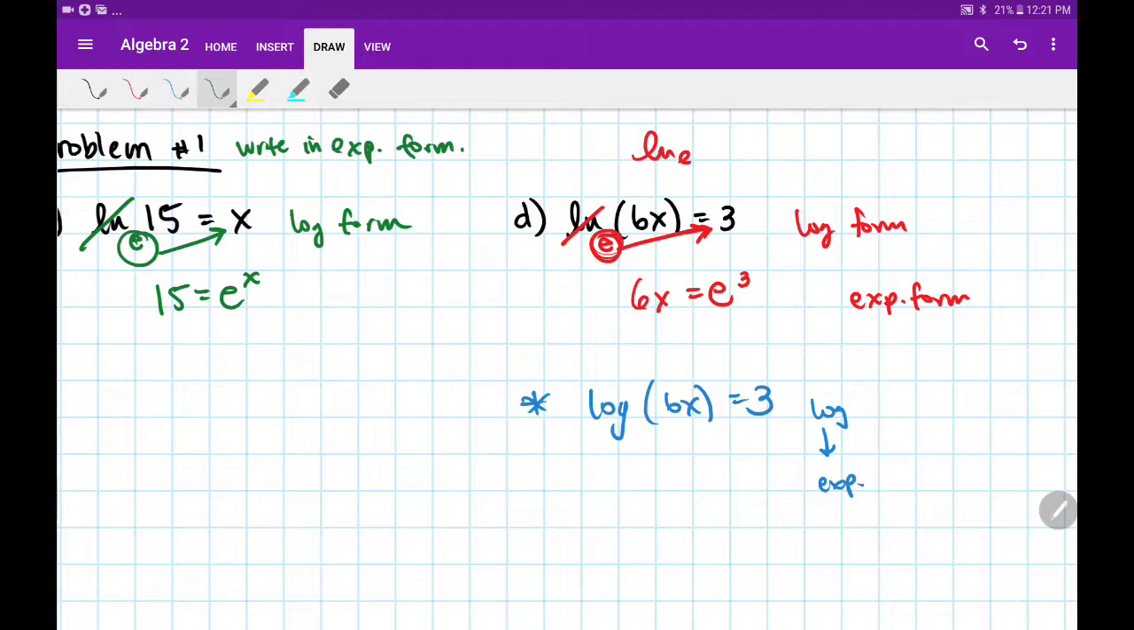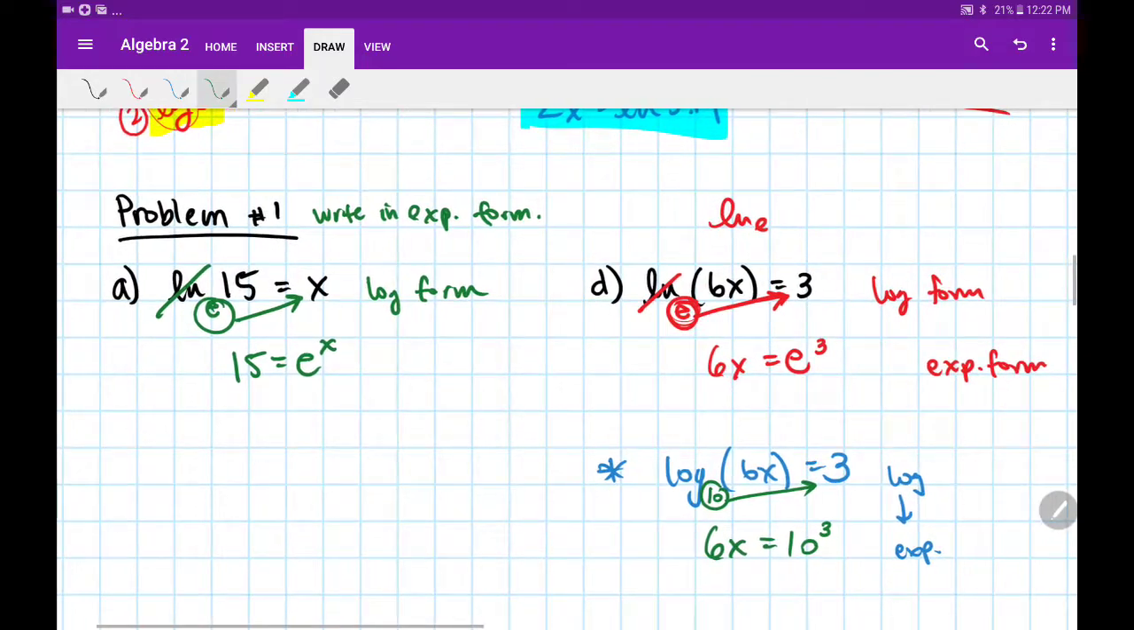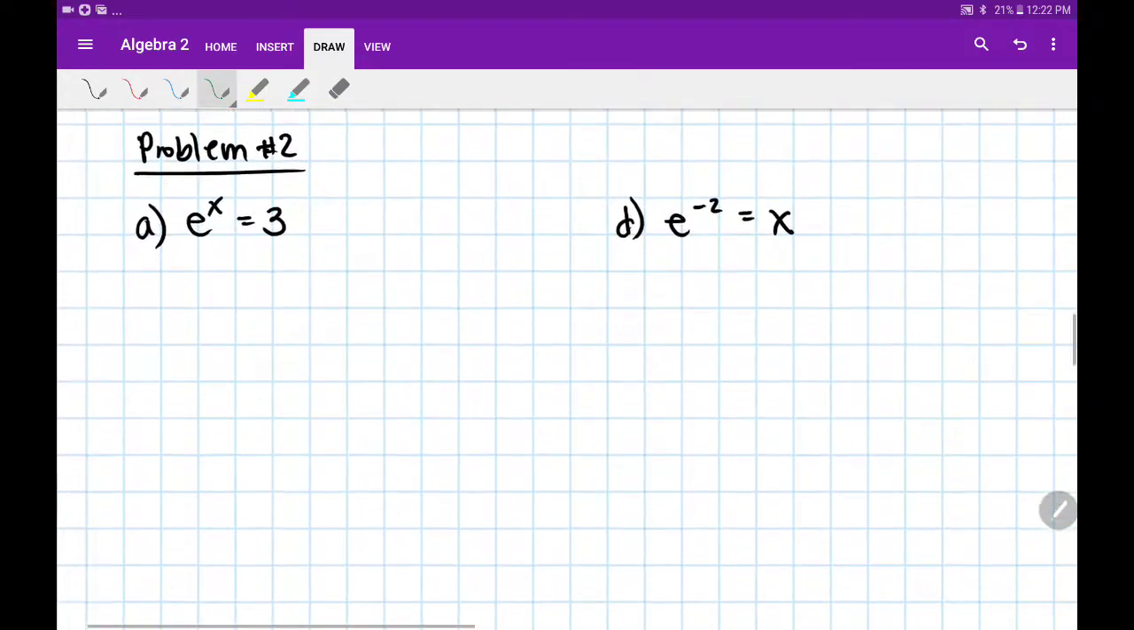So if you pause the video, now you can press play. The answer is 6x equals, the invisible base was 10 to the power of 3. All right. Let's go on to problem number 2.